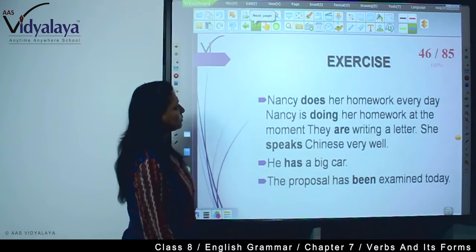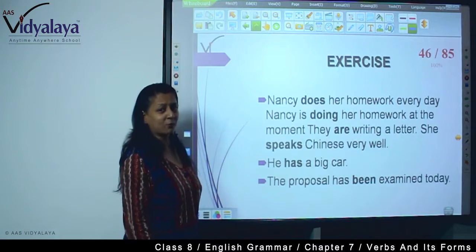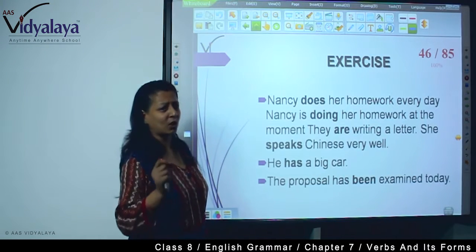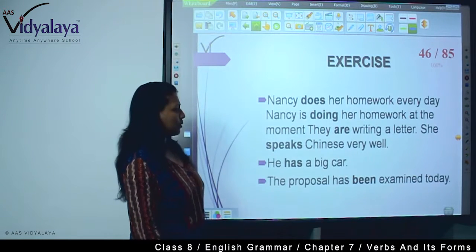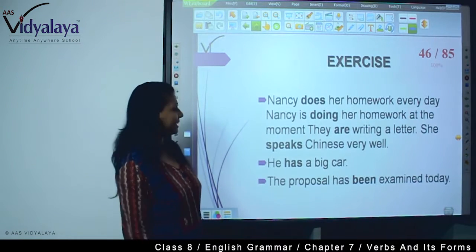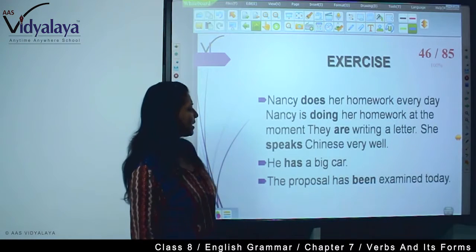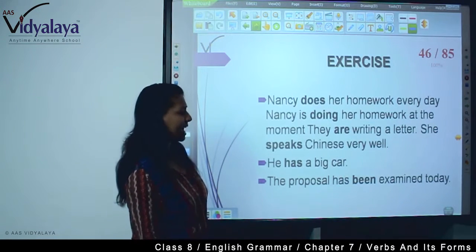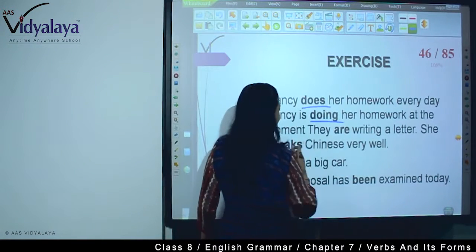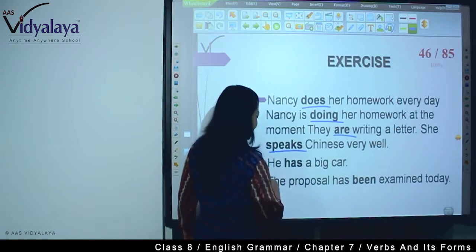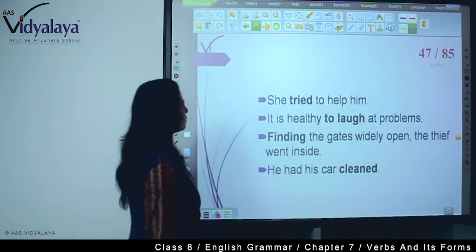Now, exercise. Nancy does her homework every day. You will have to say whether does is finite or non-finite. Nancy is doing her homework at the moment. They are writing a letter. She speaks Chinese very well. He has a big car. The proposal has been examined today. Now, does, doing, are, speaks, has been. These are what you will have to say.